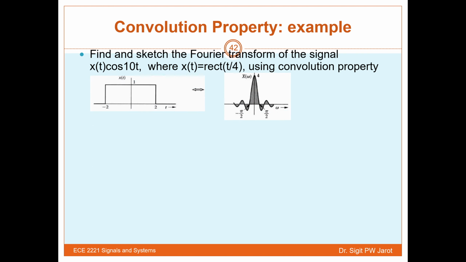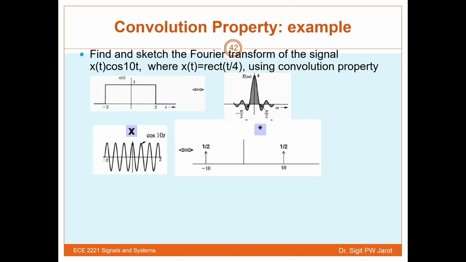Okay, so let's look at this example. We have x times cos 10t, so it's a multiplication. So in the frequency domain, it will be a convolution. This is multiplication, and this one will be convolution.